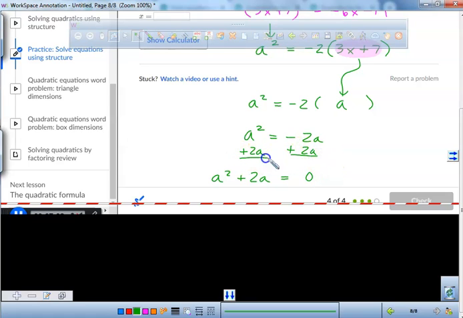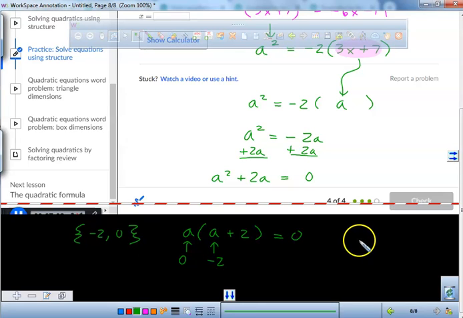I added 2A to this side and 2A to that side. Now, here's what happens. I can factor this. What's the only common factor between an A squared and a 2A? It's just the letter A. So what number could I plug in here, and what number could I plug in there to make it equal to 0? I could plug in a 0, or I could plug in a negative 2. So my solution set for A is negative 2 and 0.